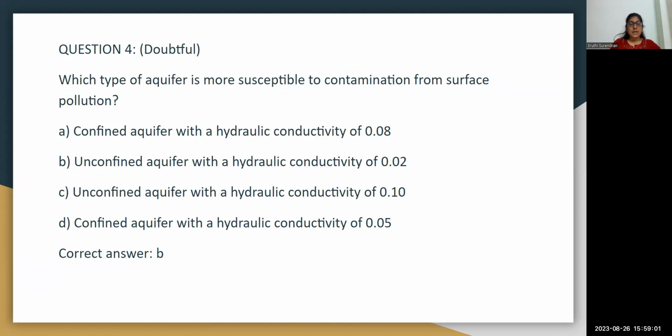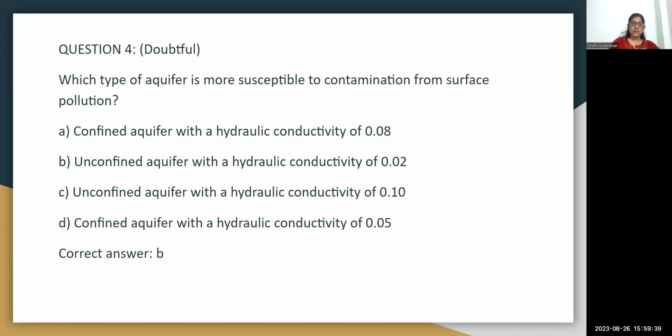In this question, they're asking which aquifer is more susceptible to contamination from surface pollution. We know that a confined aquifer doesn't get polluted as much as an unconfined aquifer can. Why? Because an unconfined aquifer doesn't have any confining layer at its top, so whatever pollutants are passing through the soil can reach the groundwater easily. So unconfined aquifers are more susceptible to contamination from surface pollution than confined aquifers.